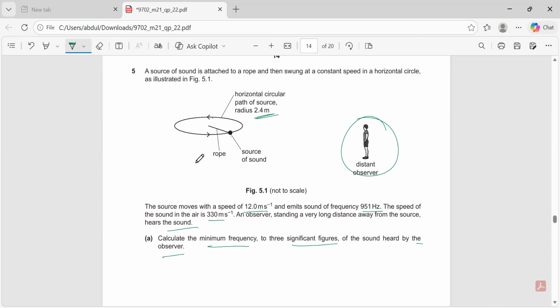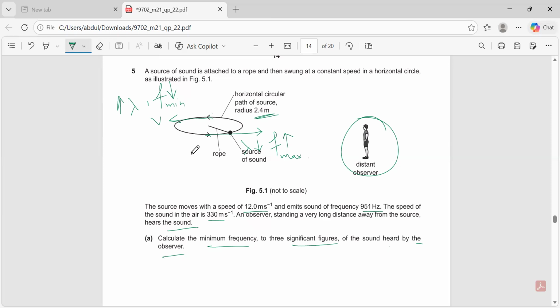here, see its direction, it is moving away. And at this point, it is moving towards. So when it is moving away, the wavelength is increasing and frequency is decreasing. So frequency is minimum at this point. And when it is moving towards, the wavelength decreases and frequency increases. It means frequency is maximum.